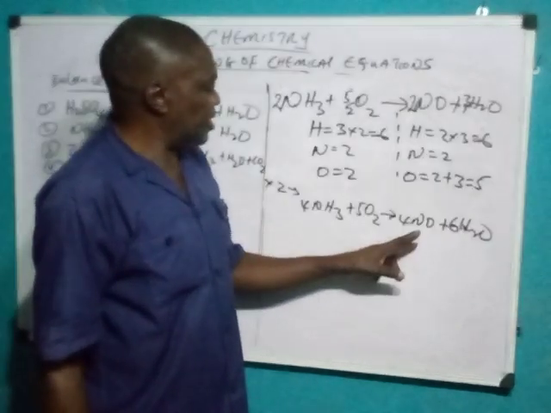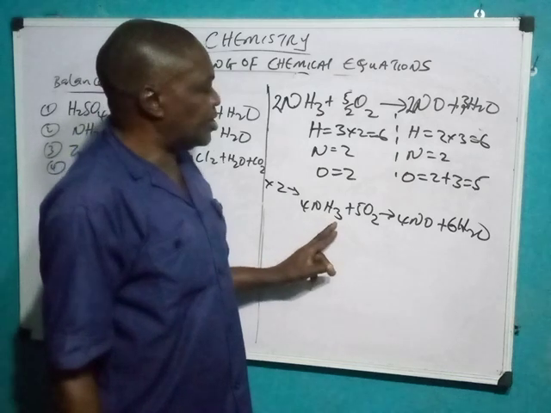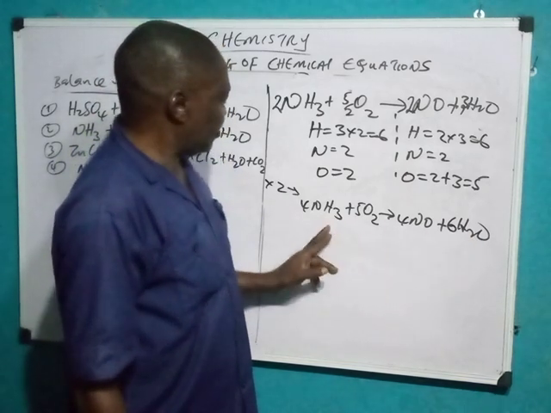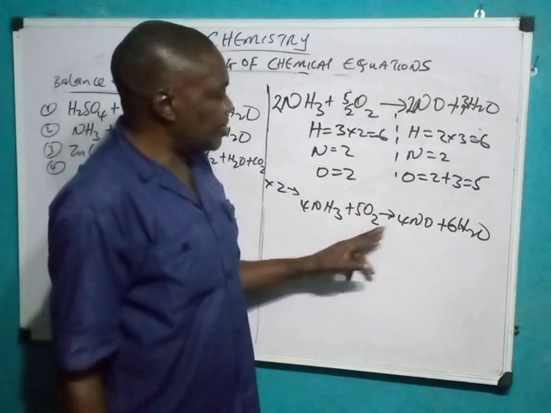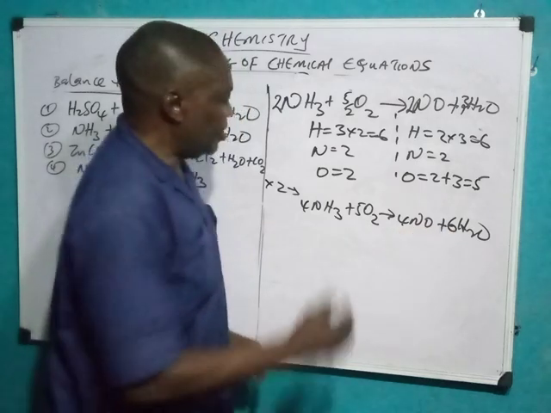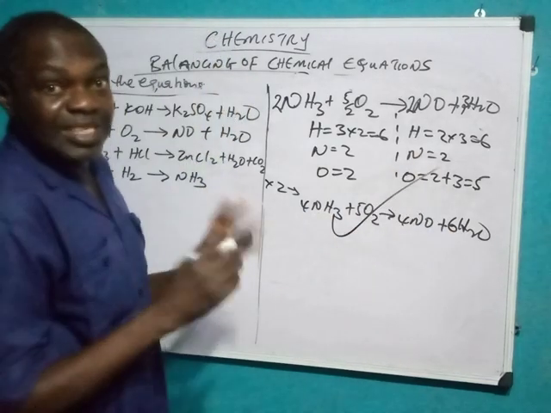4 nitrogen, 4 nitrogen. 4 times 3, 12 hydrogen. 6 times 2, 12 hydrogen. 5 times 2, 10 oxygen. 4 plus 6, 10 oxygen. So this one is balanced. See, that is a very simple method.